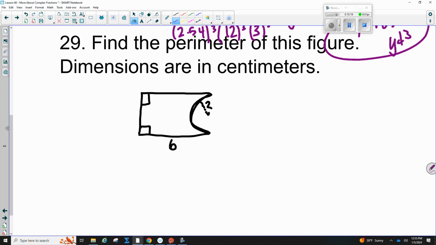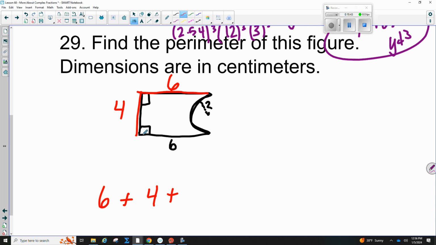It just says find the perimeter of the figure, okay? So everybody turn to 29 in your book and look at this beautiful thing. So perimeter, we're just going to add up all the sides. What is this distance right here? 6. So I'm going to be like 6 plus. What's this distance right here? 4. Good. Plus. What's this distance right here?